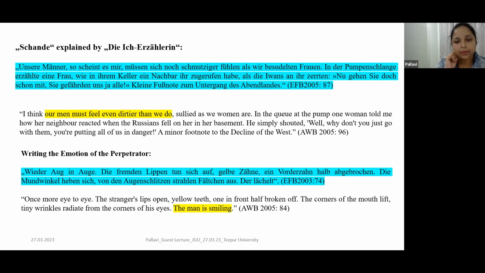And another interesting fact here is that the diary also writes the emotion of the perpetrator. In the second quote, she is writing the emotion that the attacker is feeling after he attacks the narrator. The man is smiling, and she is documenting the emotion of the attacker.